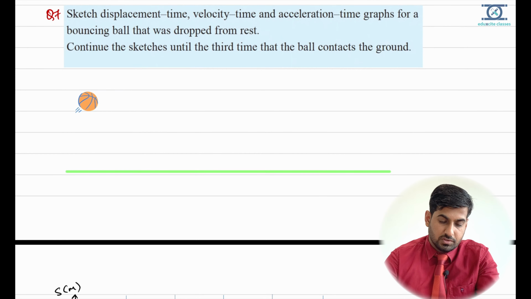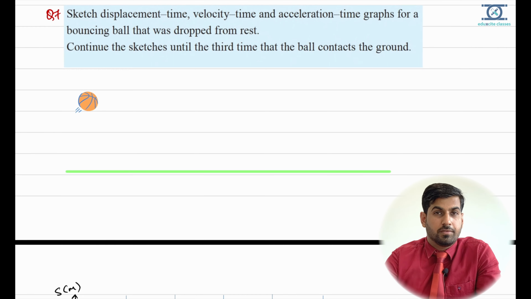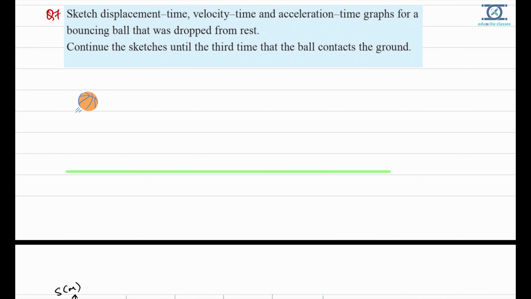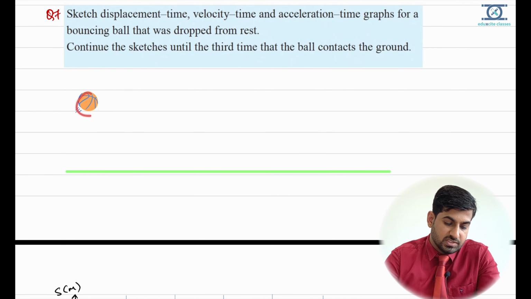Now pause for the question number 7. This is one of the most common questions for your paper 1 as well as paper 2. Now you can see we have to draw the displacement time, velocity time and acceleration time graphs for a bouncing ball that was dropped from rest.